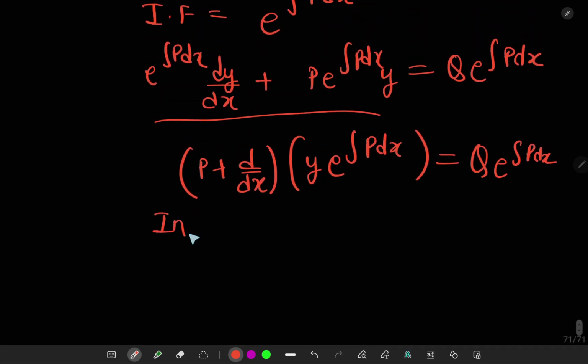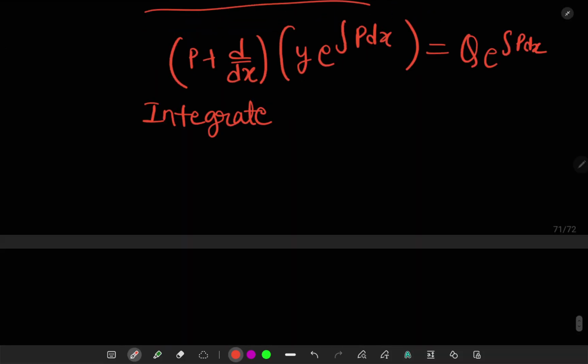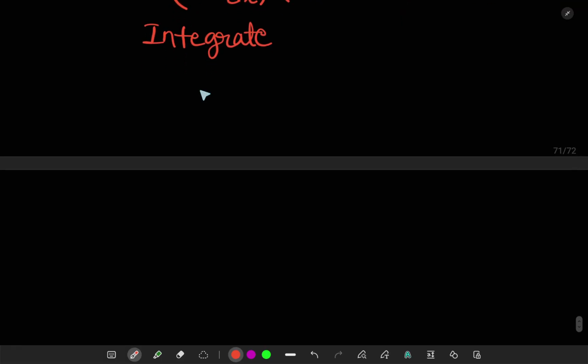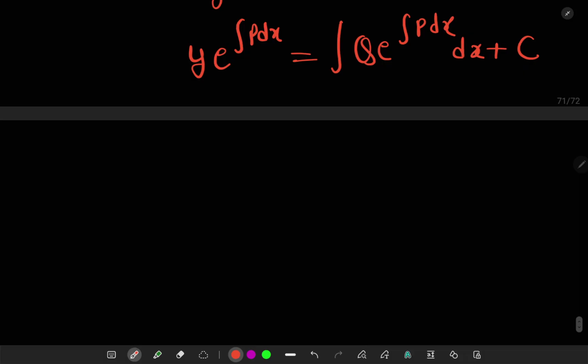Now integrate both sides with respect to x. We get this equation, where c is an arbitrary constant.